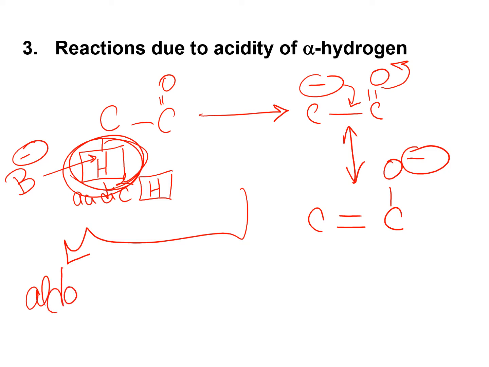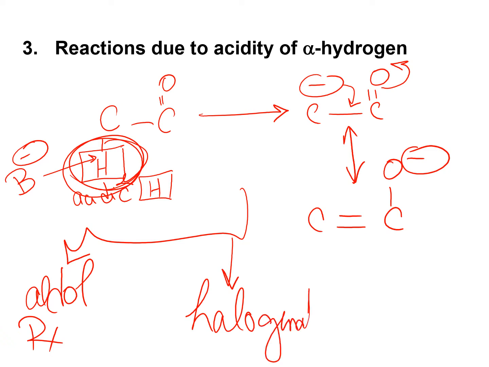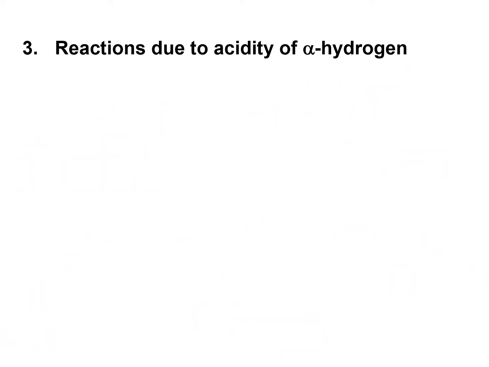The first one is the aldol reaction. The second type is the halogenation. And the third type is the Mannich reaction. Let's discuss each separately. Let's first start with the aldol condensation reaction. What is an aldol reaction? The aldol reaction relies on using a carbonyl compound that has an alpha hydrogen.